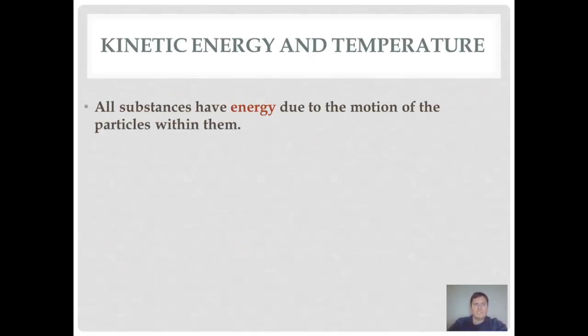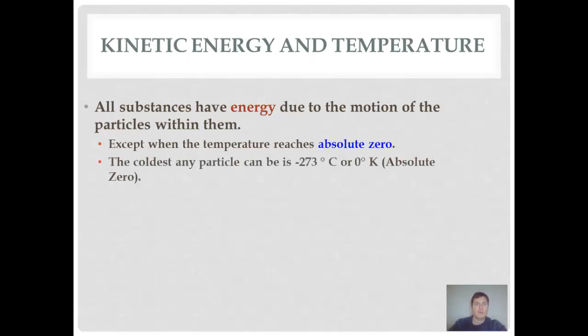What we see then is, as we said, all substances have energy due to the motion of the particles within them, except for a special case. And that's when we get really, really low temperatures, which we already talked about, at absolute zero. If you remember, absolute zero is the coldest theoretical temperature that can exist. It's minus 273 degrees Celsius or 0 degrees Kelvin. Now, at this point, all molecular motion is stopped. But above that, above 0 Kelvin, all particles have motion. Even if it's just a little bit, they still have motion going on.